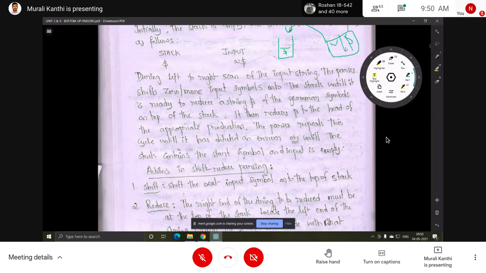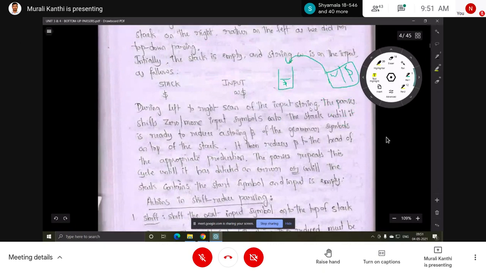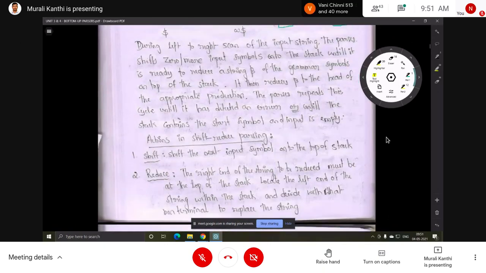If the input pointer is pointing to the dollar and the stack pointer is pointing to the dollar, then the given input string is accepted. That process is stopped and it announces that the given input string is accepted. Otherwise, if the input is not empty or some symbols are there other than the starting symbol of the grammar on the stack, then it announces an error. That means the given input string is not accepted by the grammar.